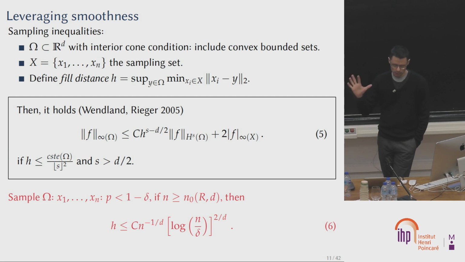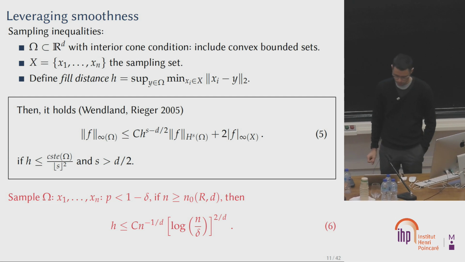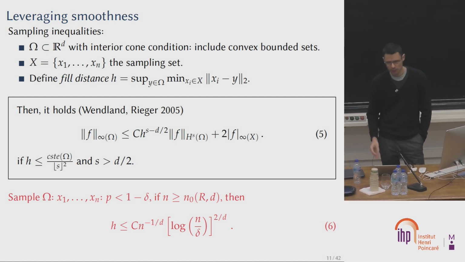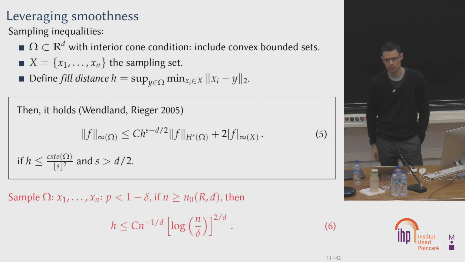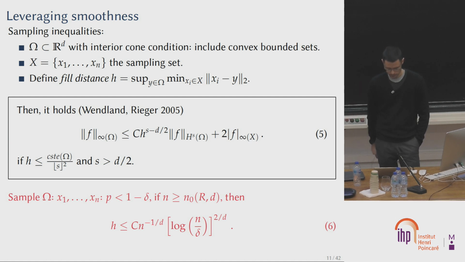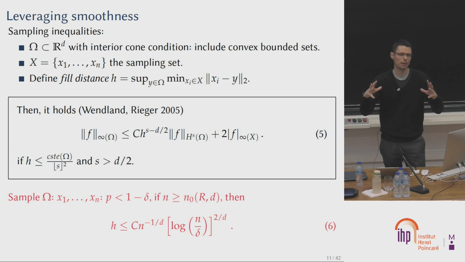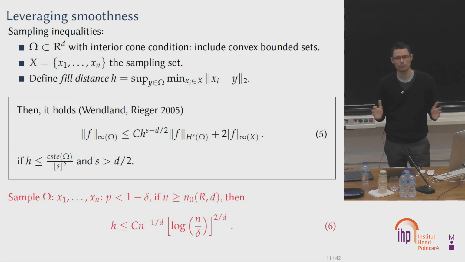So you consider omega a domain of R^d, and you consider a sampling set X. So you have x1 to xn. These are your samples. And there is an h, which is the fill distance. I need to define the fill distance, which is essentially the radius of the largest ball you can put in your space without touching your sampling set.